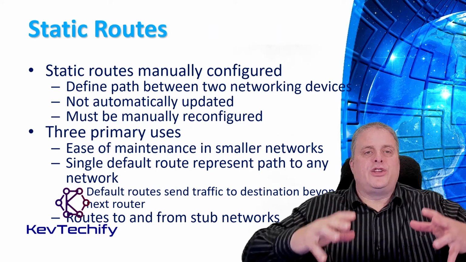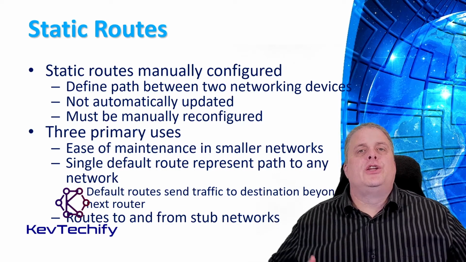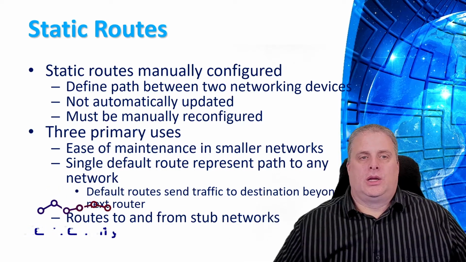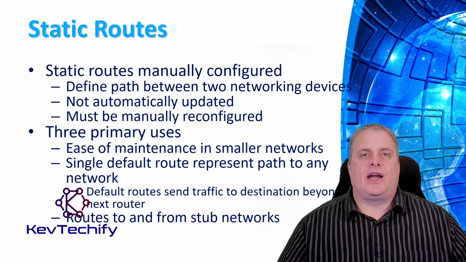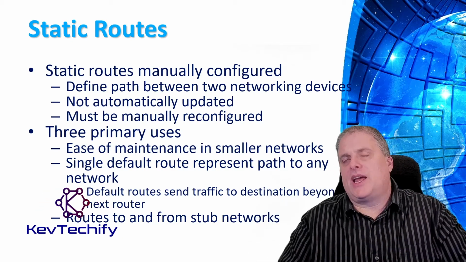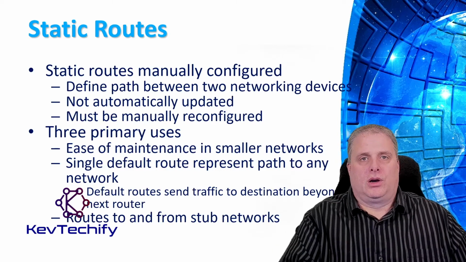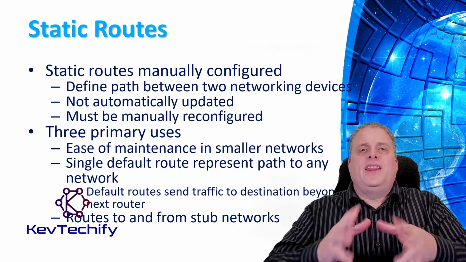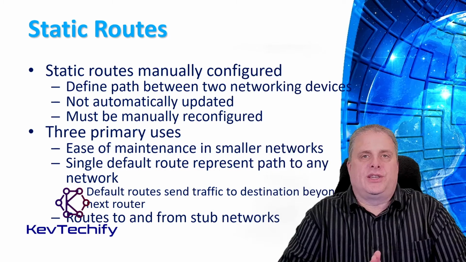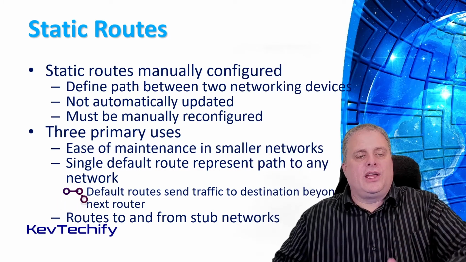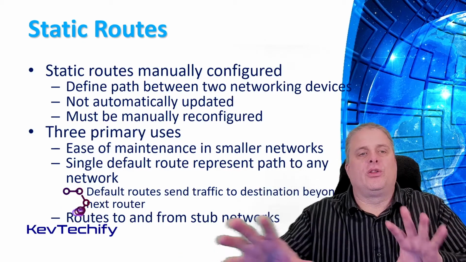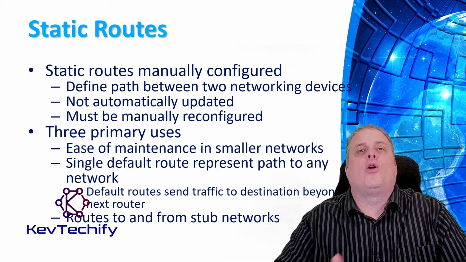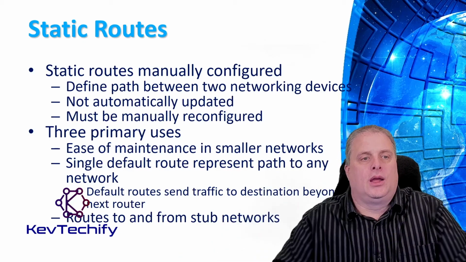Static routes are a way to send information to a remote network. Static routes are manually configured. You as the administrator have to sit down and program that static route into that router. You define that path between two networking devices, on how to get from one router to another router. How do I get to that other router? You define that. Basically, out what interface am I going?